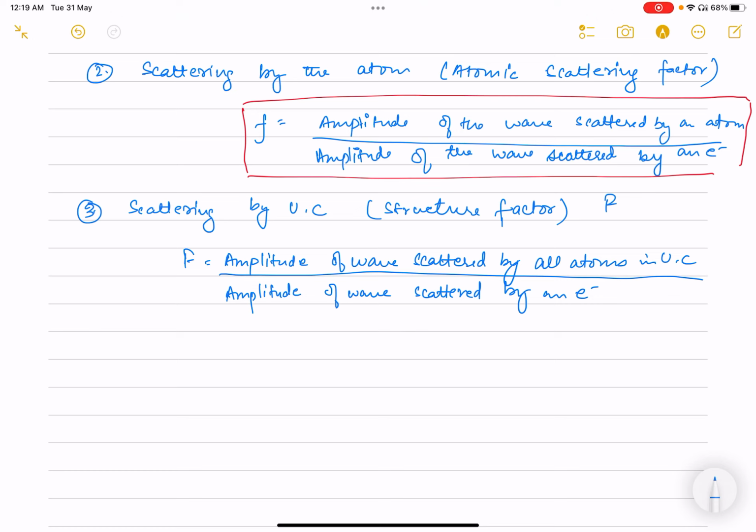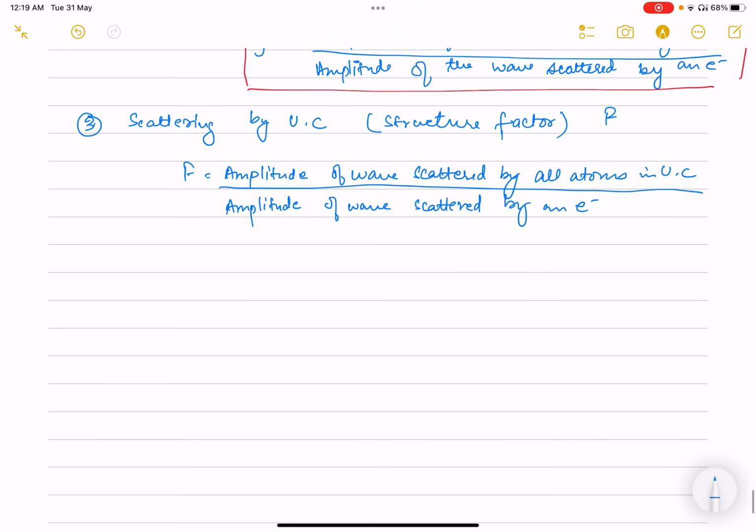So, after many derivations, we have a formula for structure factor which says capital F is equals to summation from j equals to 1 to n, atomic scattering factor into e to the power iota 2 pi (hx plus ky plus lz), with j as subscripts.